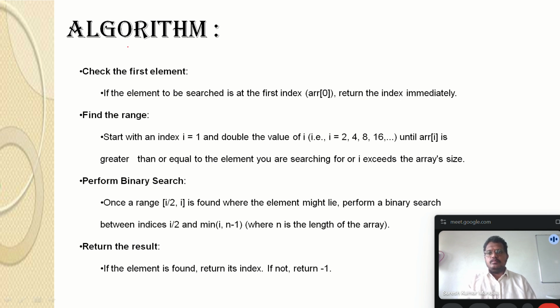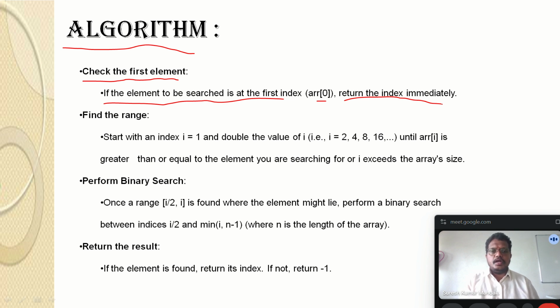So now we will understand the algorithm. What is meant by algorithm? Check the first element. If the element to be searched is at the first index, AR of 0, return the index immediately. What they are trying to say is, if your target variable is present at the starting index only, compare it, and the element is found. Otherwise, go for the second index.